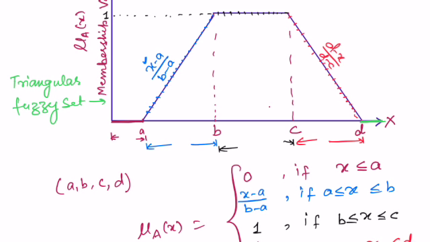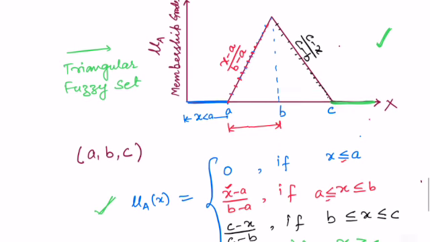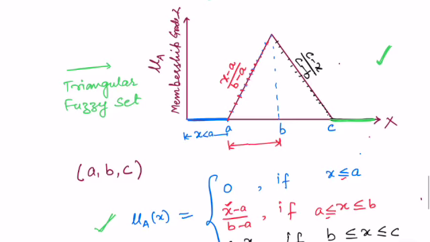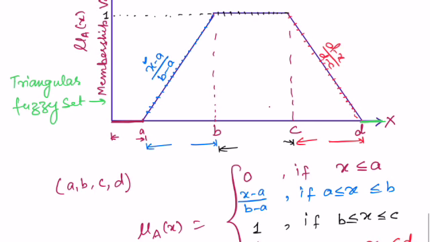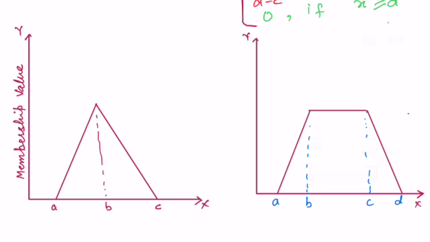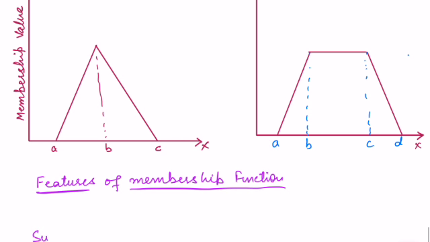Now it's time to discuss the features of these two fuzzy sets, both triangular and trapezoidal. As we have to discuss the features of membership function, we are discussing features. First feature is support.